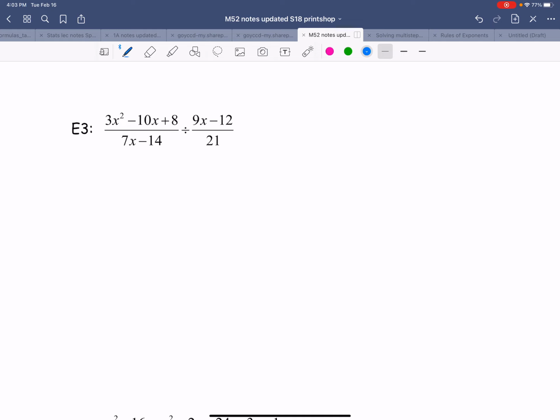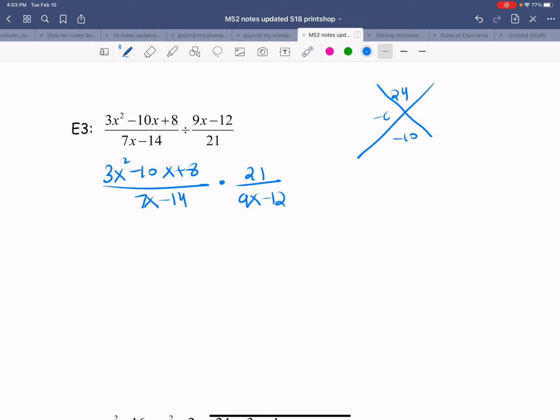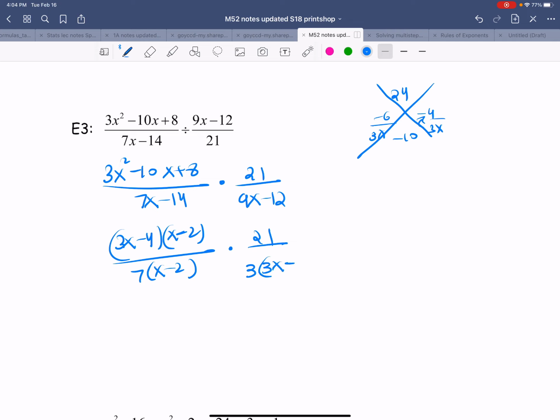Example number 3. So first step is to rewrite this problem as a multiplication problem, flipping the second fraction, 9x minus 12. Now we are going to factor every single expression here. So 3 times 8 is 24, negative 10, negative 6 and negative 4, divided by 3x and 3x. So 3x minus 4 times x minus 2, x minus 2 times 21 over 3 gets pulled out, 3x minus 4.